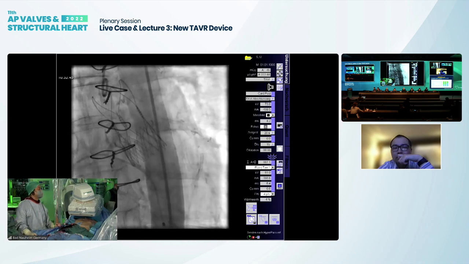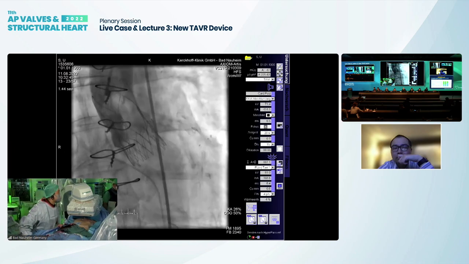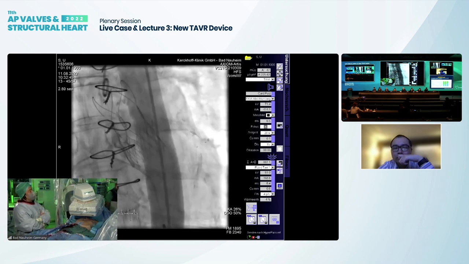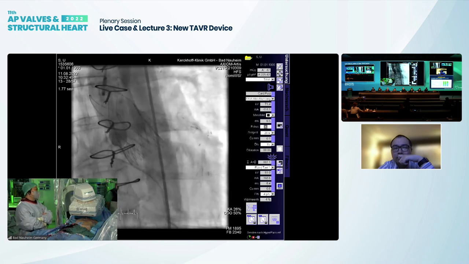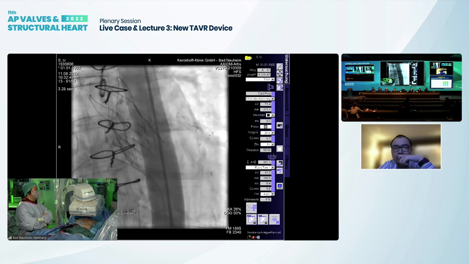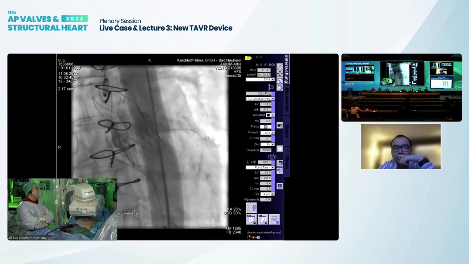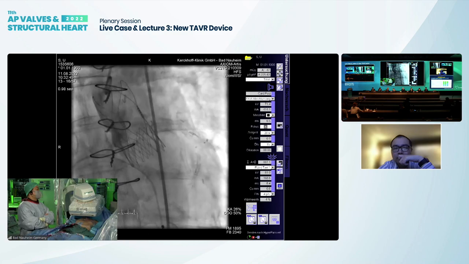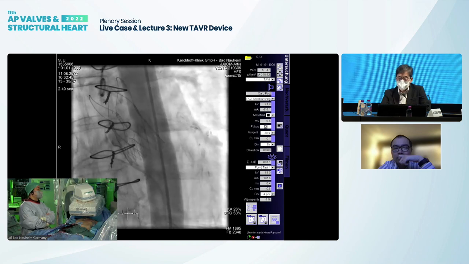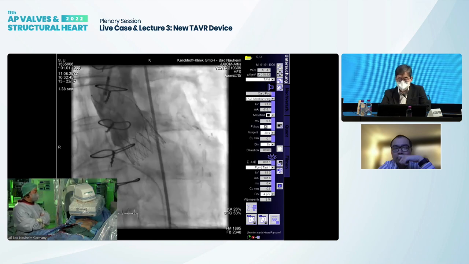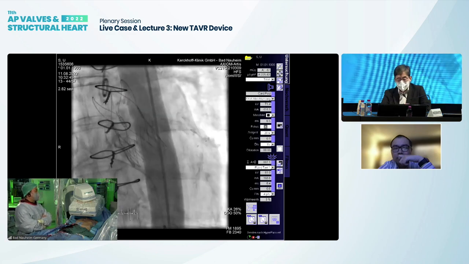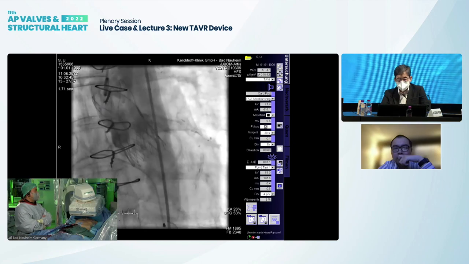So, we will have another orientation. It's at least mild. Okay. I see the problem. We are a little bit deep with the first valve on the left coronary side. So, Dr. Kim, you are the specialist. I think the possibility of supra-annular regurgitation is very low. Of course, it is deeper than the usual position, but there is less chance of supra-annular regurgitation. It is a kind of paravalvular leakage.